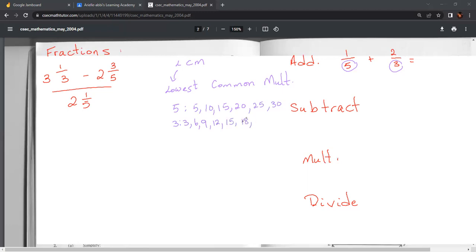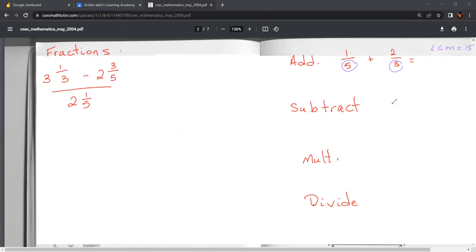18. Now, what you want to do is look at the times tables and identify the lowest in common. So far, I saw 15 in common, and it's the lowest one in common. So that is my LCM. My LCM of 5 and 3 will be 15. So my LCM is 15.